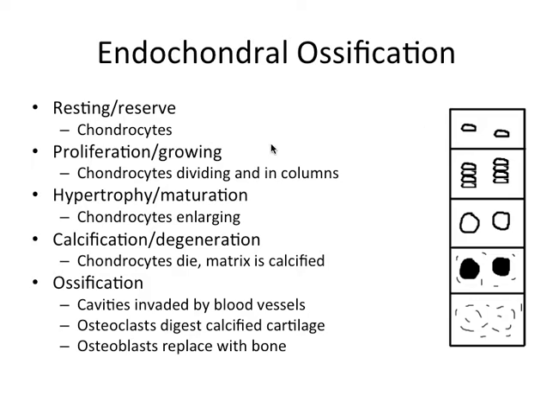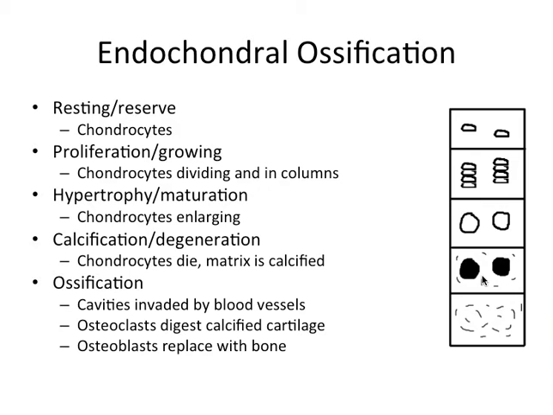They're not doing anything. The next one is the zone of proliferation, where we have some growing happening, and chondrocytes are dividing and arranged in columns that parallel the direction of growth. Now, the next zone is hypertrophy, or the zone of maturation, and that's where the chondrocytes are getting larger. The next one is the zone of calcification, sometimes called the zone of degeneration, and this is where those enlarged chondrocytes die, and they leave cavities, and then the matrix that surrounded these cells is calcified with calcium ions and phosphate ions.